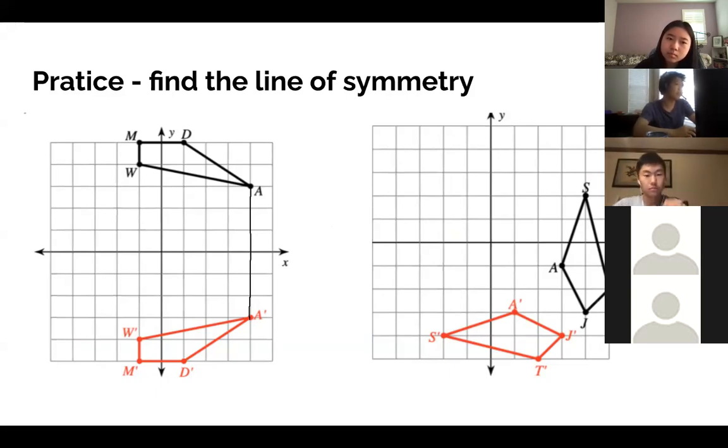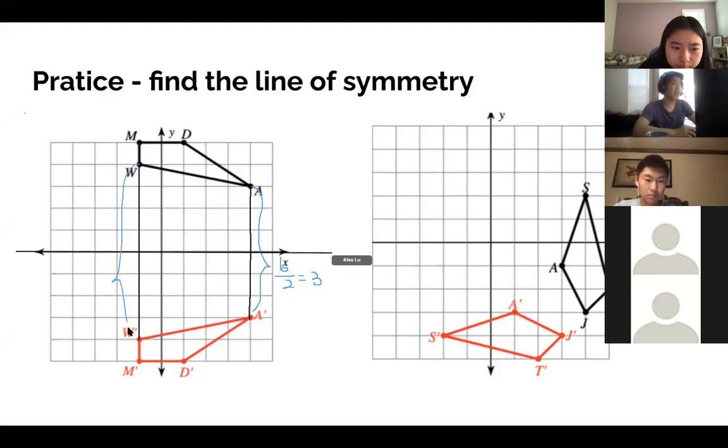Now let's look at point W and W prime. The distance between W and W prime is exactly 8 units. So 8 divided by 2 is 4, which means our line of symmetry is exactly 4 units away from W. Judging from this, we can see that the line of symmetry is the x-axis, because the x-axis is the only line here that is exactly 3 units away from the A point and the A prime point and 4 units away from the W and W prime point.